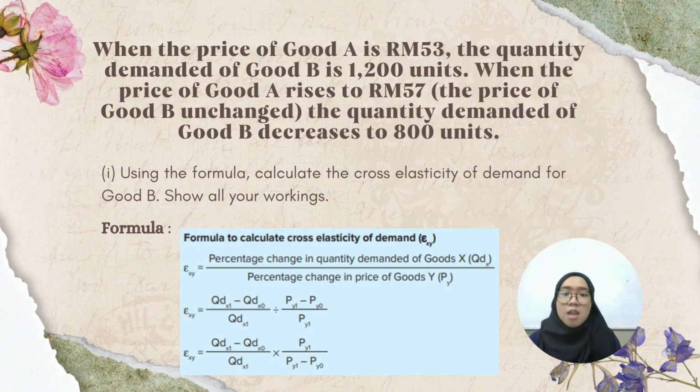So, in order for us to answer this question, we need to use the formula to calculate cross elasticity of demand. The percentage change in quantity demanded of good X, we will divide it by the percentage change in price of good Y.